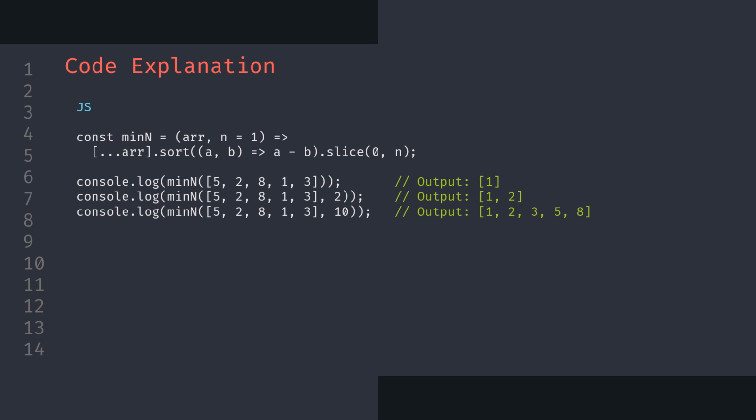This function first clones the array using the spread operator to prevent modifying the original array. Then, it sorts the array in ascending order using sort((a, b) => a - b). Finally, slice(0, n) extracts the first n elements, ensuring that only the smallest values are returned.